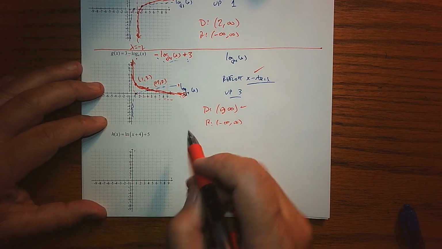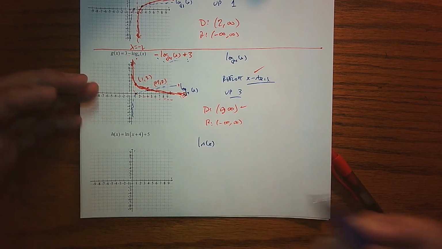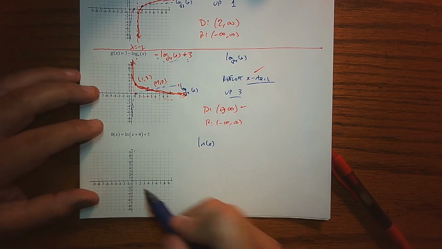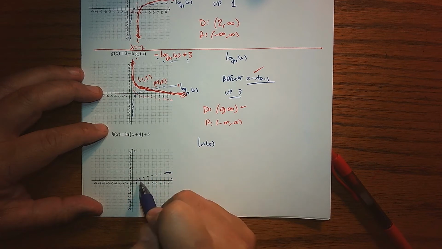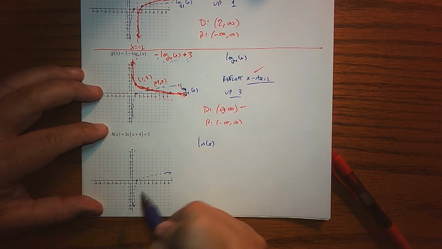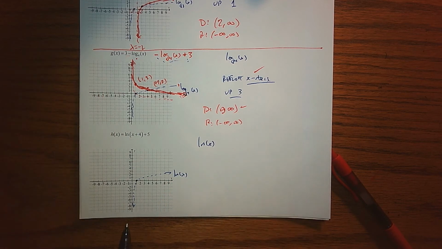But right now, the basic function that I have is the natural log of x. The natural log of x, again, like all logarithm functions, goes through (1,0), slowly goes up in this direction, and goes to negative infinity in that direction. So there's our natural log of x function.